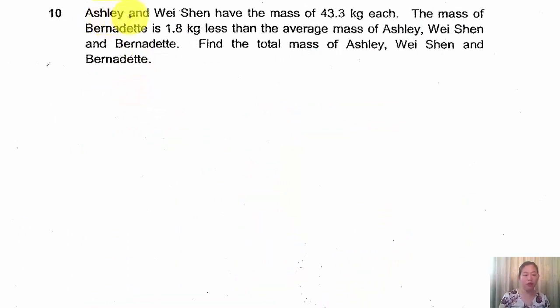Question 10. Ashley and Wei Shen have a mass of 43.3 kg each. The mass of Bernadette is 1.8 kg less than the average of Ashley, Wei Shen, and Bernadette. Find the total mass of Ashley, Wei Shen, and Bernadette. This is actually a very nice and interesting question of average. I have not seen this type of question before, and it was like playing around with different combinations of people and their average.